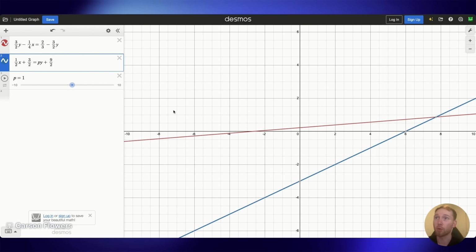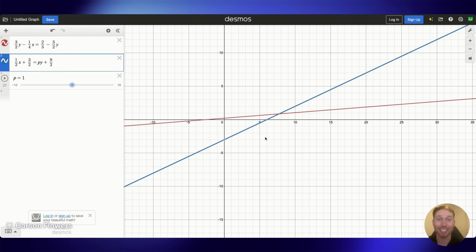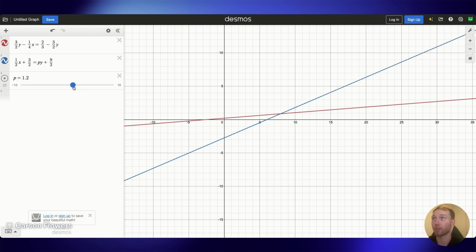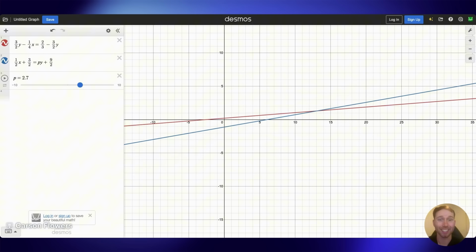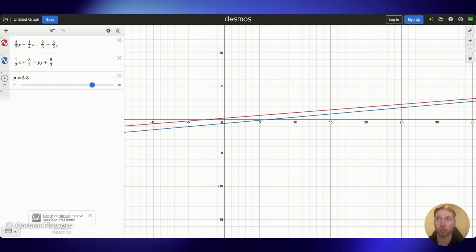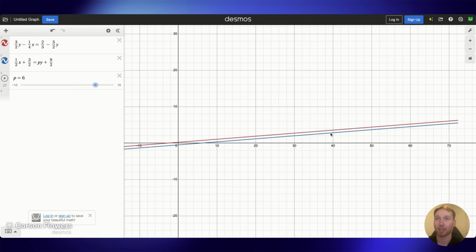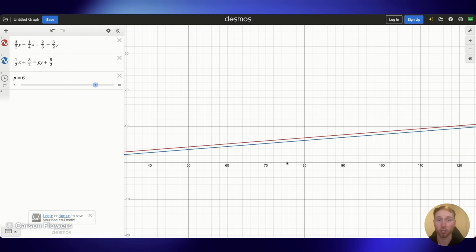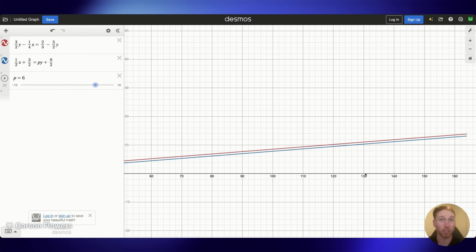Looking at it, I want to move this slider so that these lines never touch each other. Let's go ahead and do that. As I move it forward, I can see that they're getting further and further apart, and I know the balance is going to come up soon. I see that as I approach 6, these no longer touch each other. So whenever you have a problem and it says no solutions, just move that slider until you see that these lines don't touch each other at all.